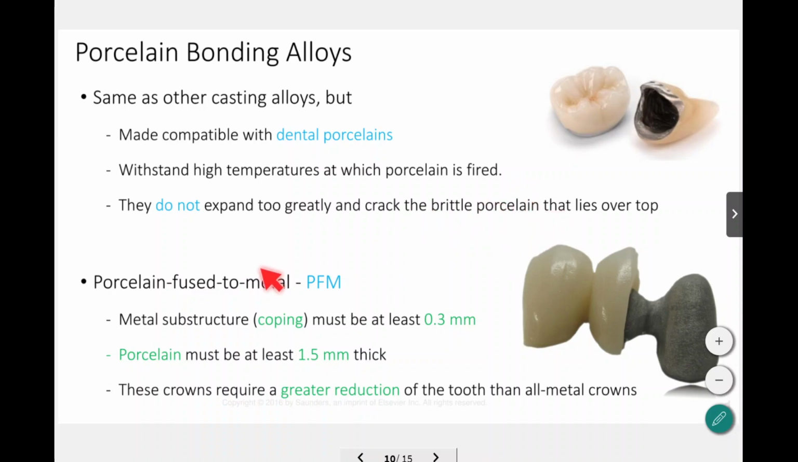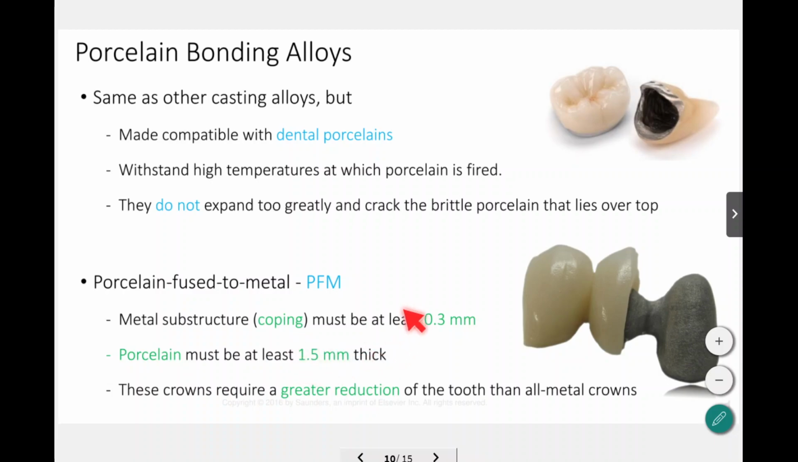Okay. When we're talking about porcelain fused to metal crowns, the coping, which is the metal part of the crown, must be at least 0.3 millimeters in thickness. So there's a specific thickness to them. The porcelain has to be at least 1.5 millimeters thick. These are the least amounts of thickness that can withstand the occlusal loads that we put on these crowns and bridges.